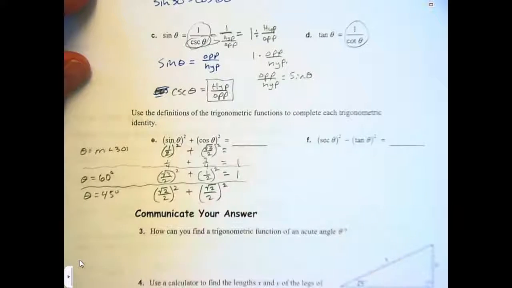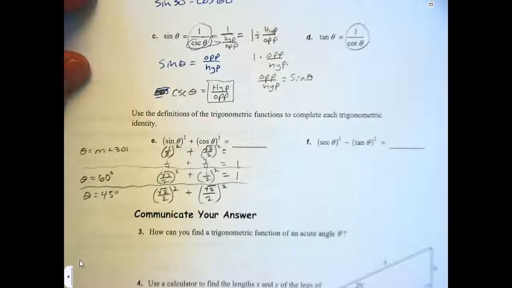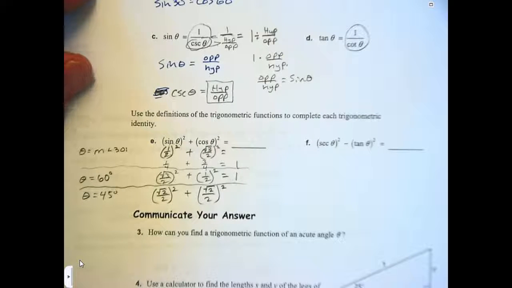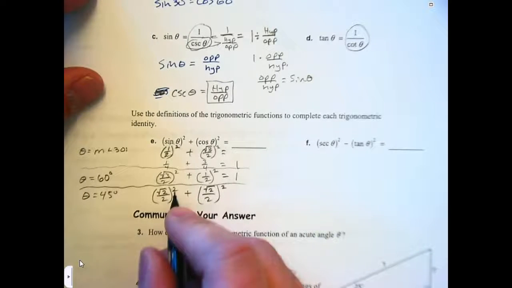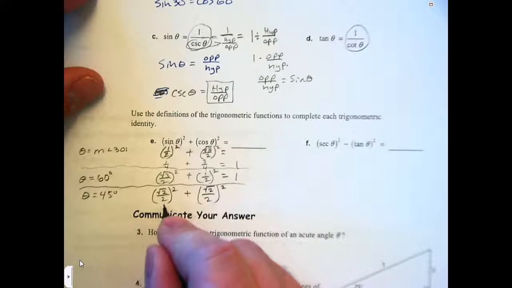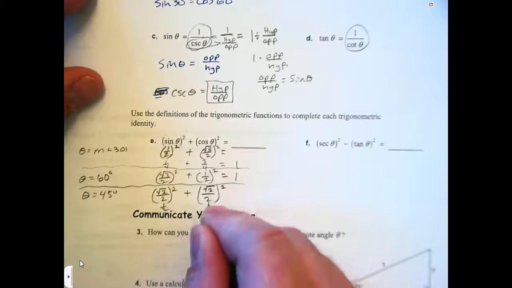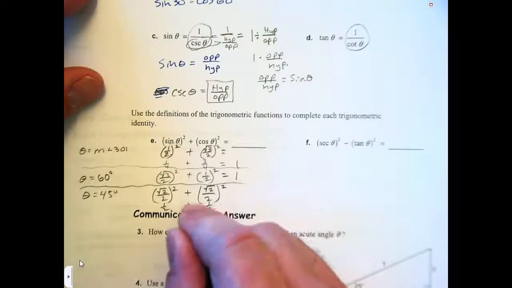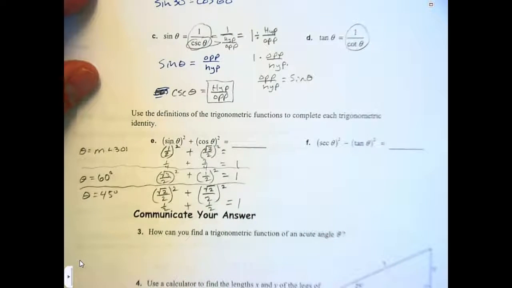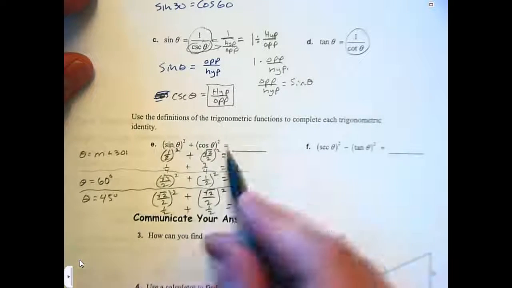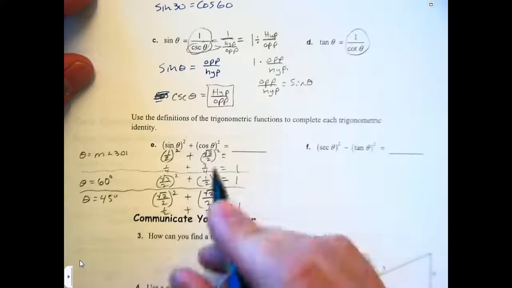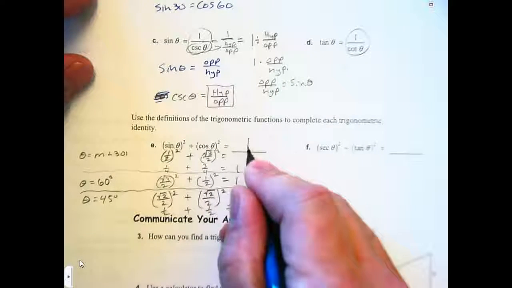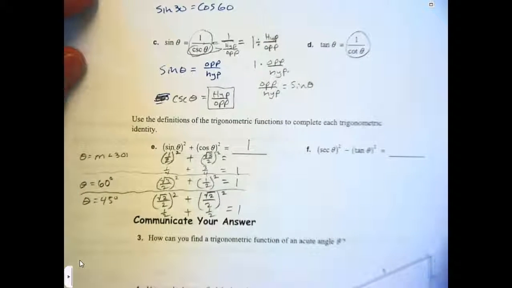Dude, that's 2 root 2's over 2 squared. One half plus 1/2, which is 1. So now we could keep doing this. However, it looks like sine theta squared plus cosine theta squared is equal to 1. And that would be true.